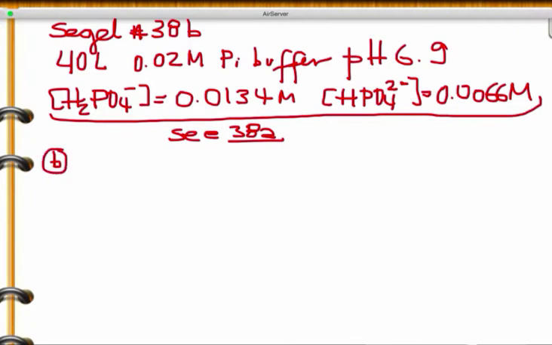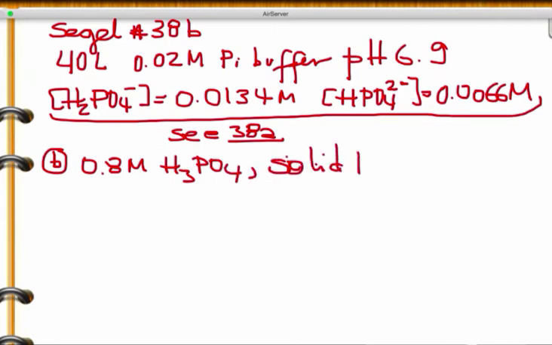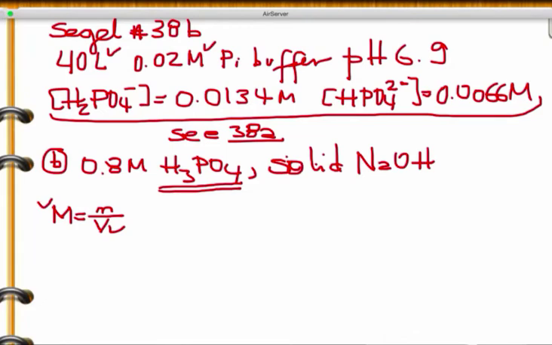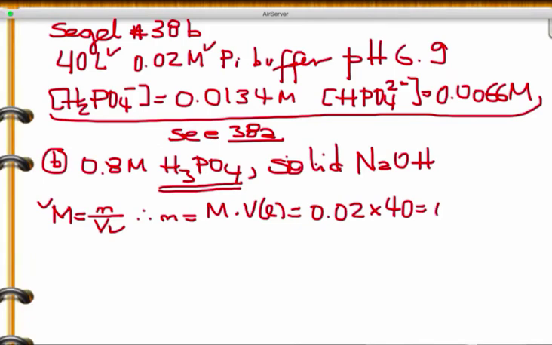So in B, we are asked to start with 0.8 molar phosphoric acid and solid sodium hydroxide. The first thing we have to do is calculate the volume of phosphoric acid that we need. Molarity is number of moles divided by the volume in liters. The volume is 40 liters, and we want a 0.02 molar solution. All phosphate comes from phosphoric acid. Therefore, we calculate the number of moles of phosphoric acid needed for this buffer: 0.02 times 40. We already did that before, but I'm just repeating it here: 0.8 moles of phosphoric acid are needed.